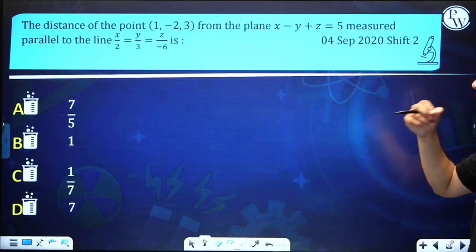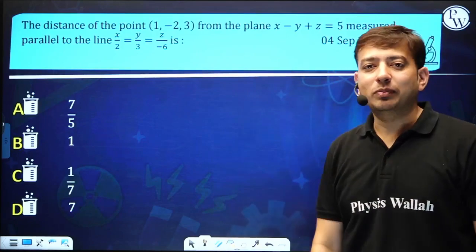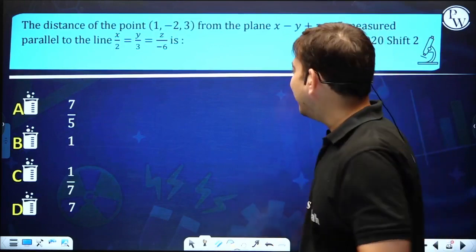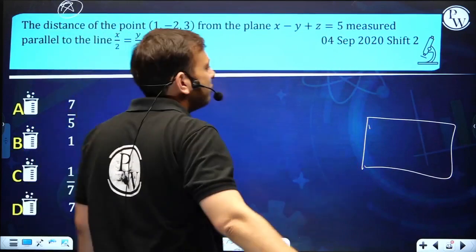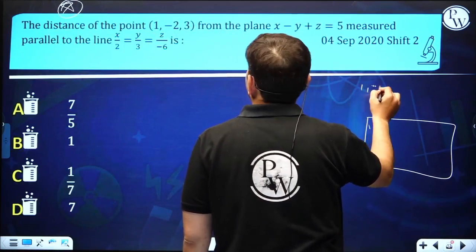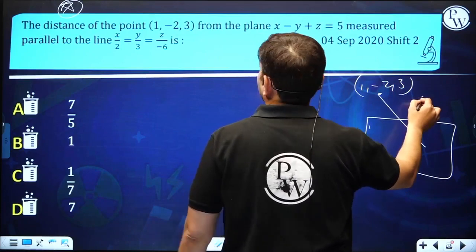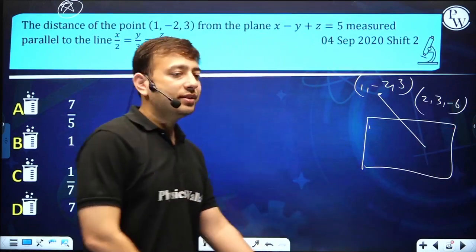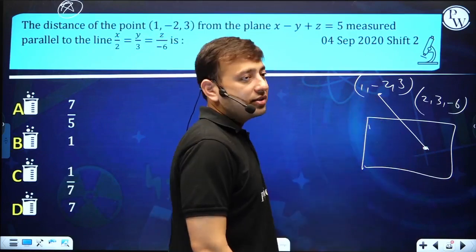Now moving on. If the distance of the point from the plane is measured parallel to the line, this kind of question we did, where you need to first find the intersection point. This is a major kind, I will say a five-star question which you should always do. They are saying there is a point (1, minus 2, 3), and its distance is not perpendicular but measured along a direction whose direction ratios are 2, 3, minus 6. First of all, we find the intersection point of this line and then use the distance formula.